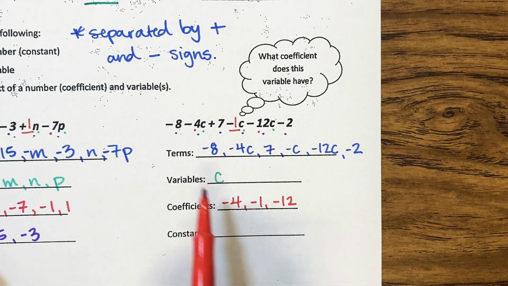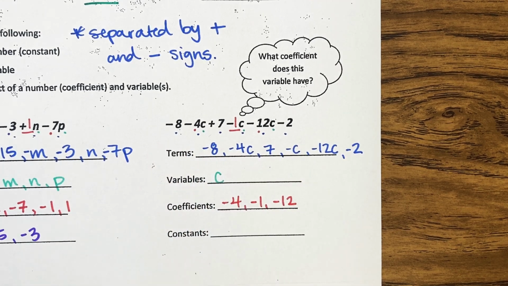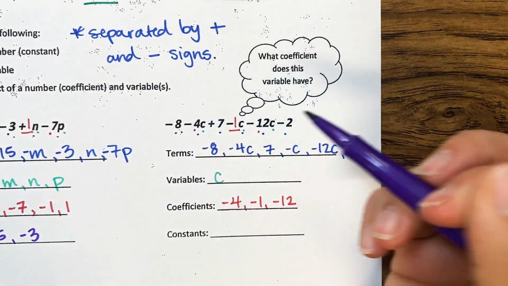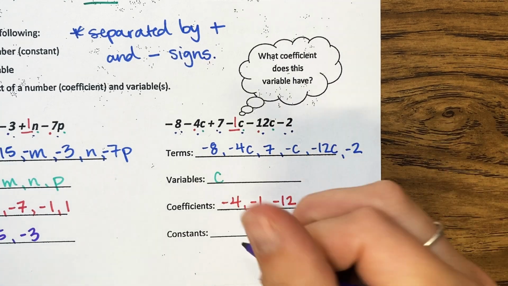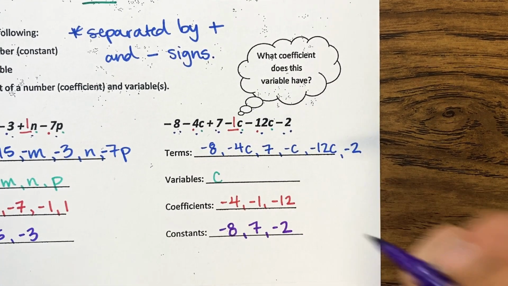Okay, constants, any numbers you see that aren't attached to variables, don't have any letters next to them. I see negative 8 doesn't have a C, 7, and negative 2. Negative 8, 7, and negative 2.